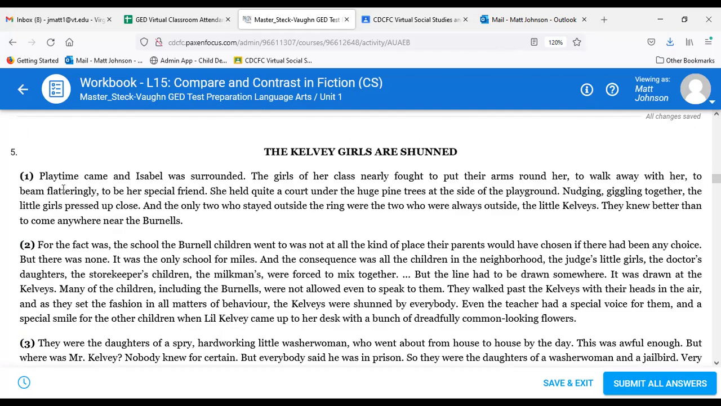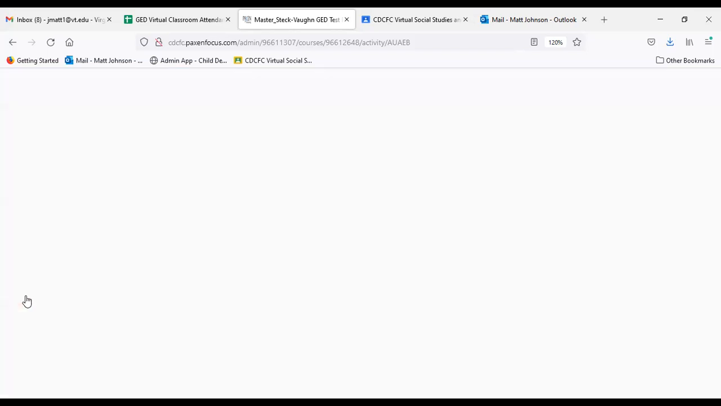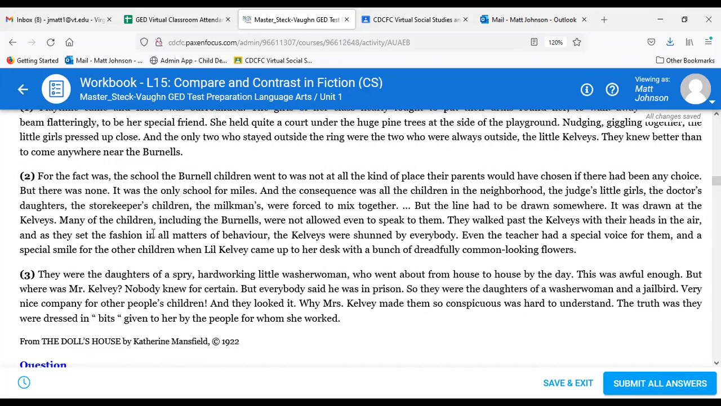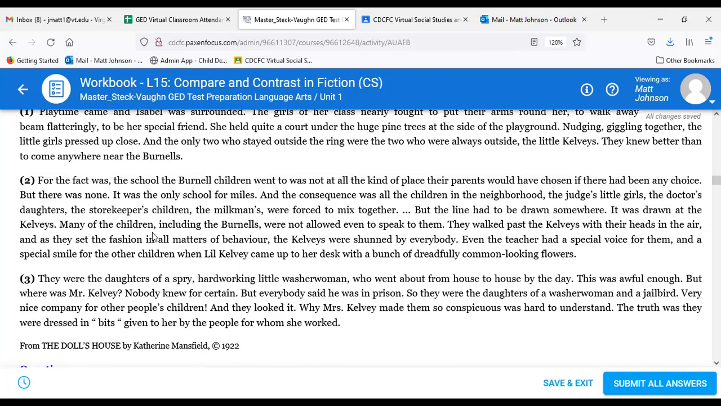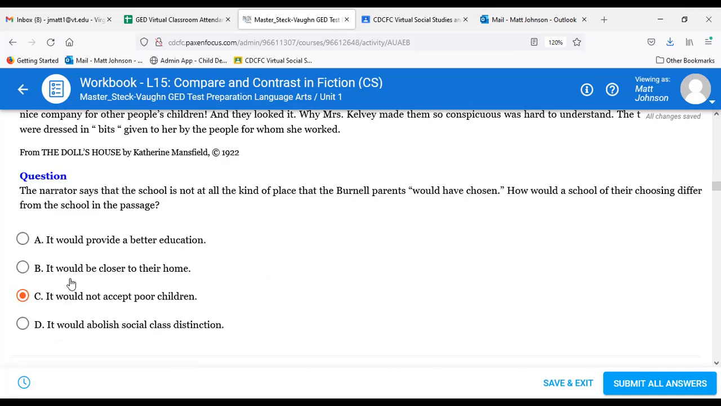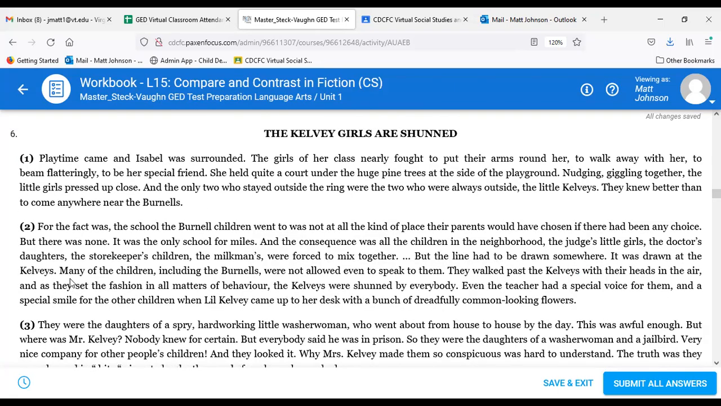I think it's C. 5 is C. Yeah. It would not accept poor children, right? Basically, they're a little bit hoity-toity, kind of uppity family there, and don't want the dregs of society in their school. So 5 is C as in cat. And again, the Kelby girls are shunned.